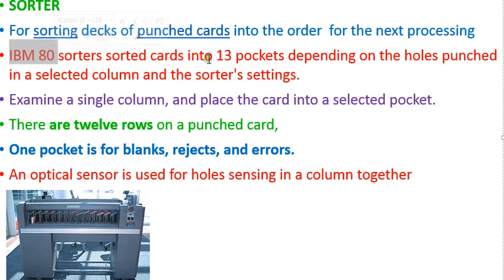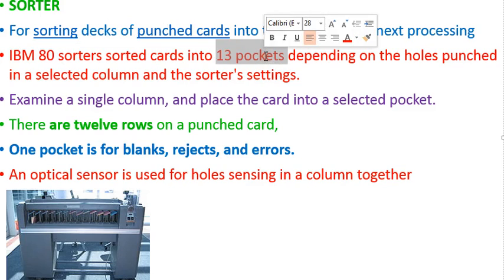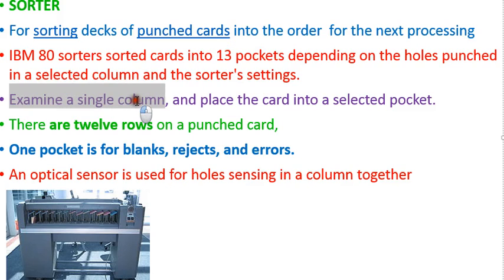This sorter has 13 pockets, that is 13 slots. These slots are used for storing different punched cards depending on the holes punched in selected columns of the punch cards. And how does it sort them? How does it differentiate them into different categories? First of all, the sorter will examine a single column of each card that is already punched. Now, if it reads that column, it will know that the card belongs to slot number 1, number 2, number 3, up to number 12.